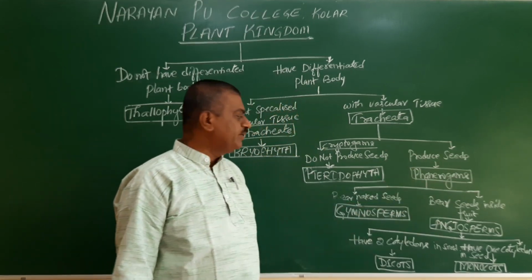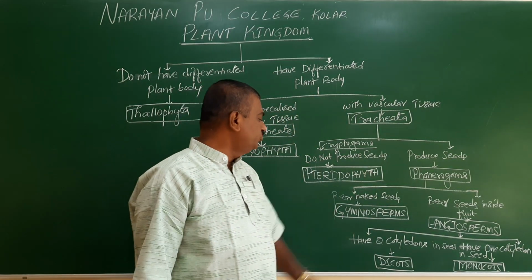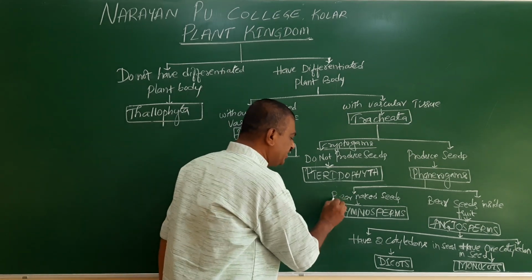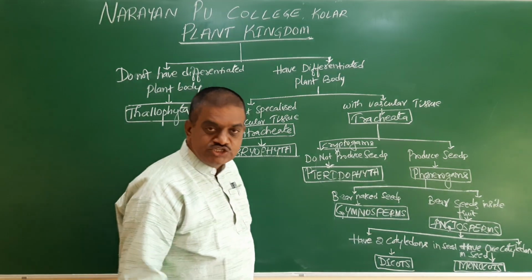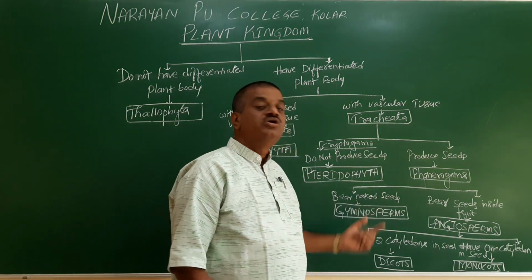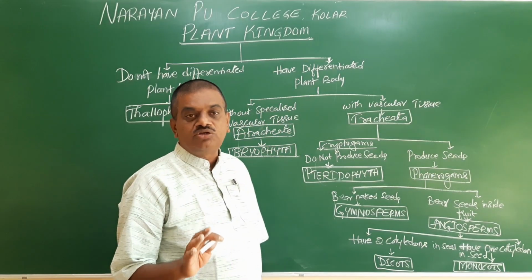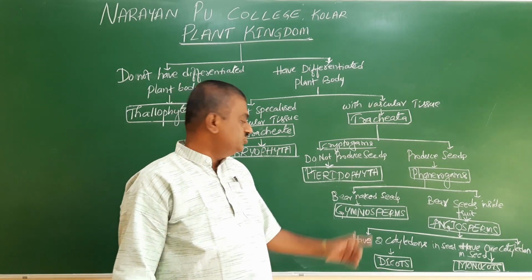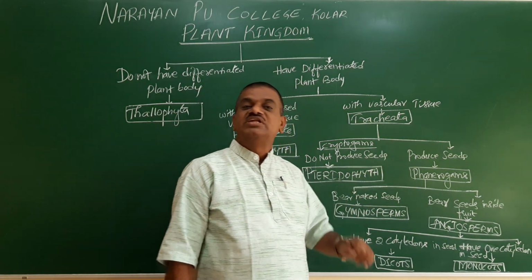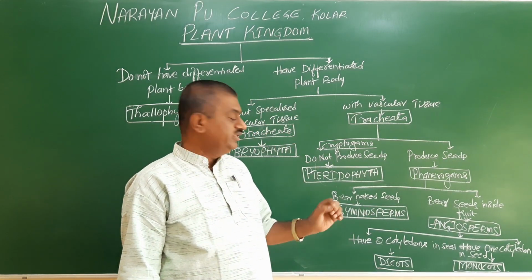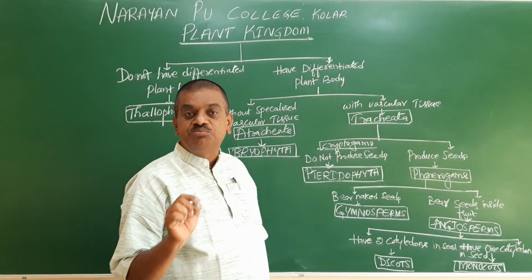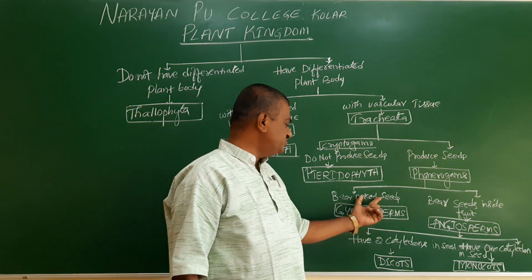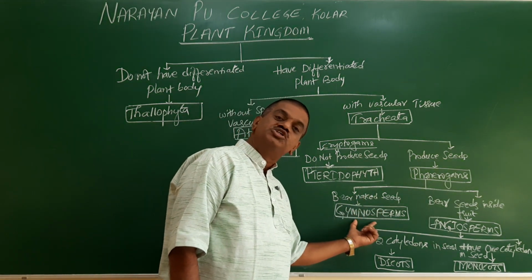Again, the phanerogams are classified into two types. The first one has bare naked seeds. Here the seeds are produced, but the seeds are not covered by the fruit wall. So they bear the seed, but it is not covered by the fruit wall. Hence they are called naked seeded plants, and this is called gymnosperms.